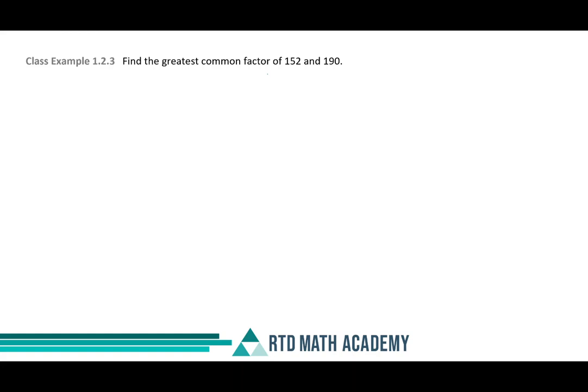We're going to revisit greatest common factors with larger numbers. And because they're larger numbers, we actually have two different ways that we can work this greatest common factor. We're going to go back to the way that we found our common factors before. So the first thing I'm going to do is start to make my factor list.